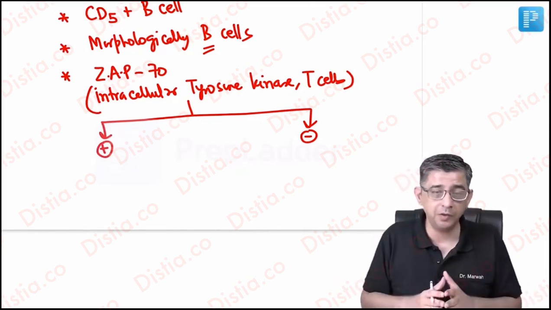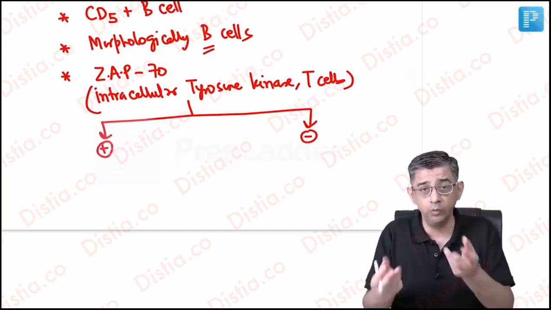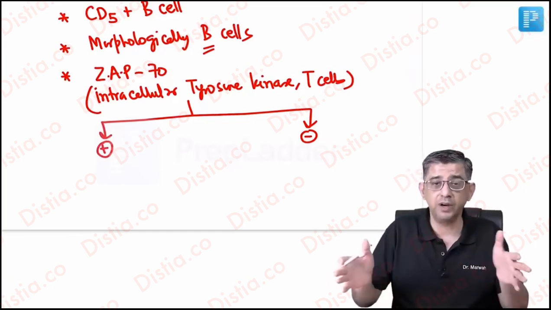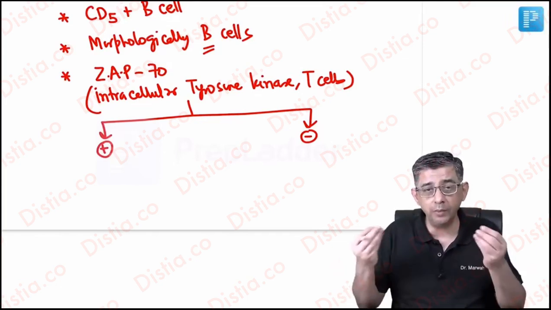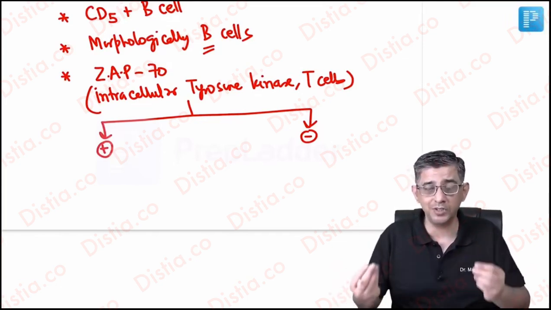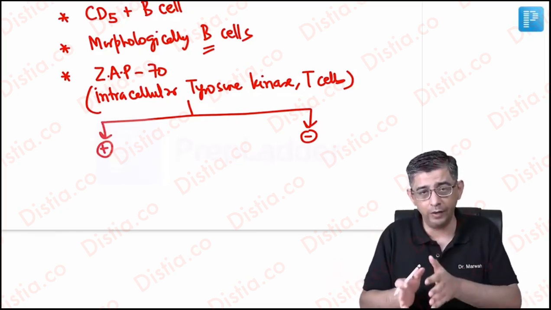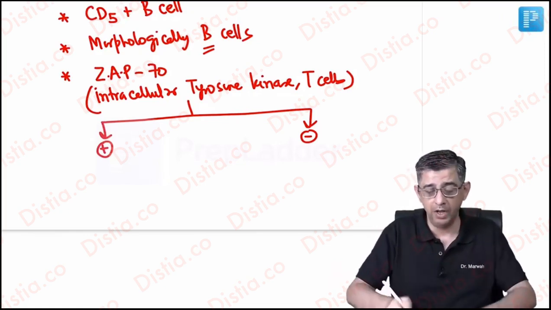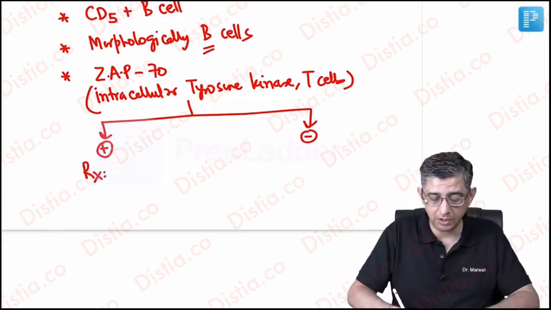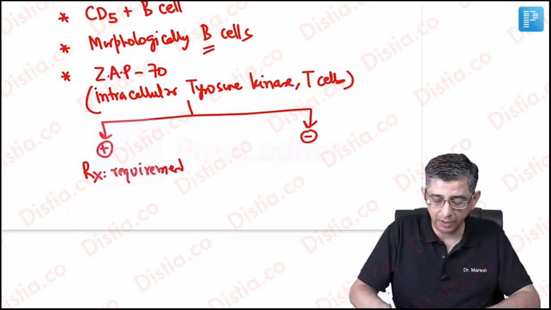So the query in the mind of every doctor is, how is it that a tumor is going to have such a wide variable expression? So what I'm telling you is also a prognostic marker. If you read a patient having CLL diagnosed is ZAP70 positive, this means for you as a clinician, the treatment requirement in this patient will come relatively early.